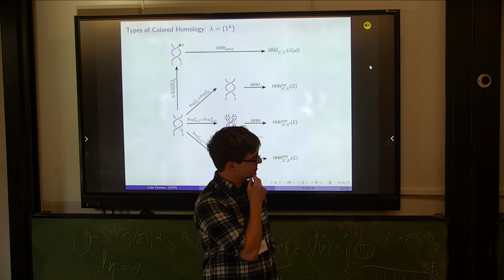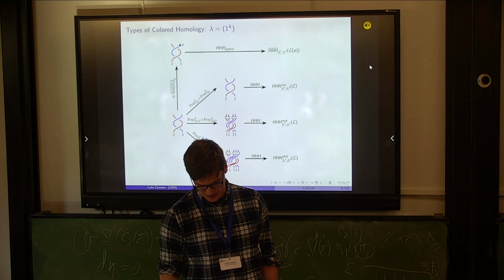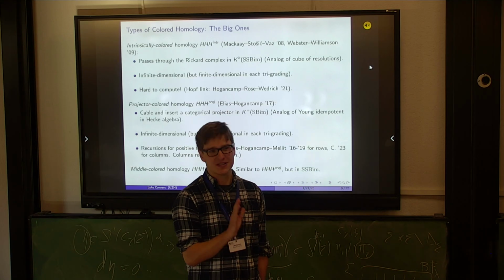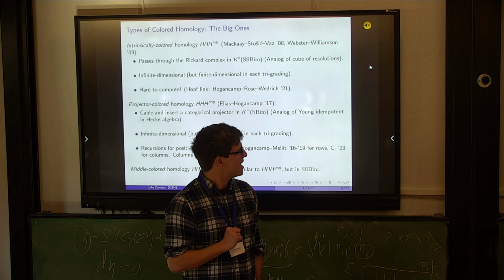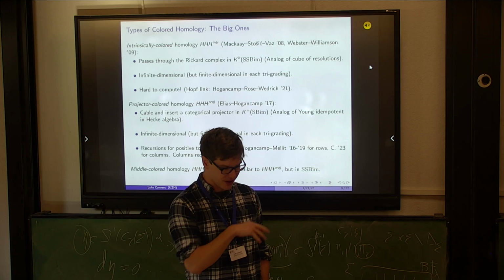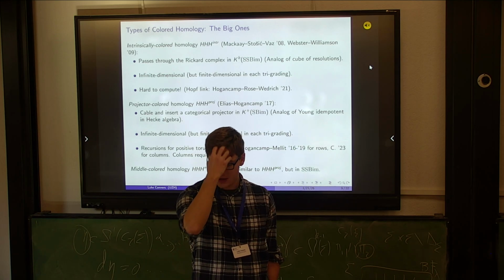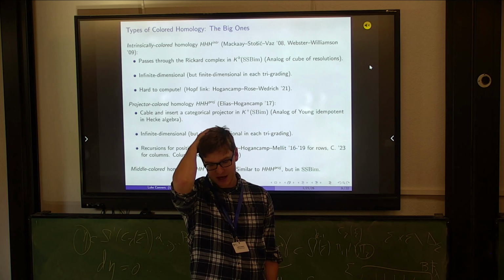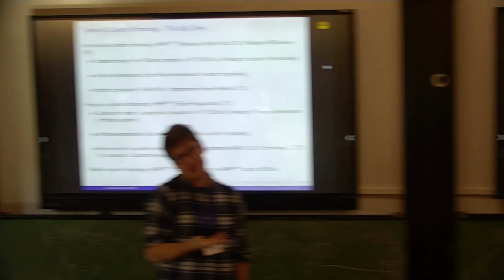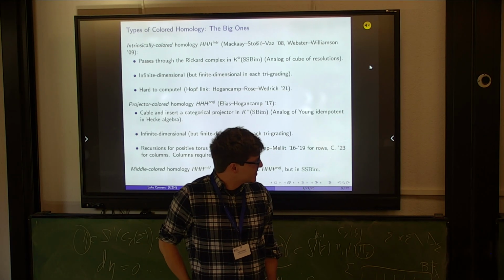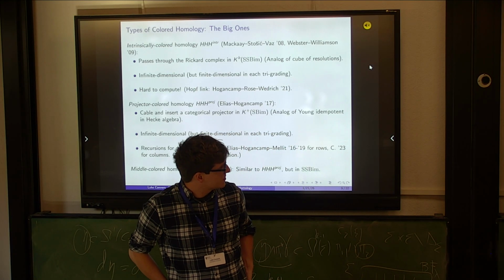So what I want to do next is just summarize some features of each of these invariants. So here are the big ones first. These are all infinite dimensional. So the intrinsically colored homology, where you just take this cube of resolutions type thing. This is from 2008, 2009, and it passes through the Rickard complex, which is some bounded complex of singular Soergel bimodules, some algebraic gadgets. This is your analog of the cube of resolutions.